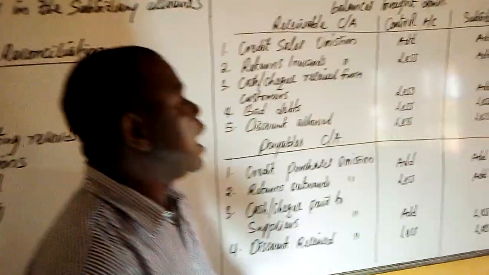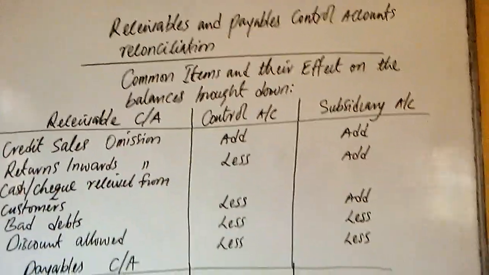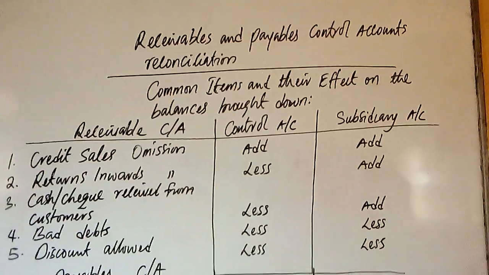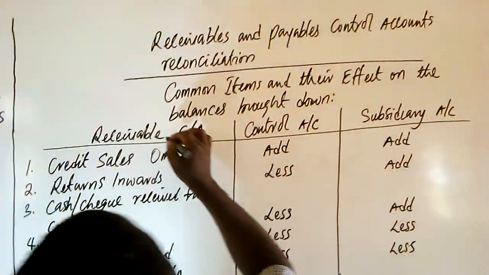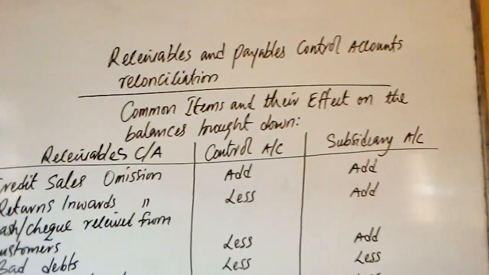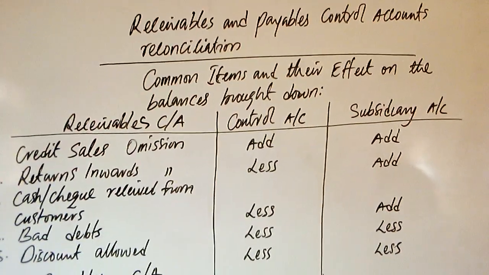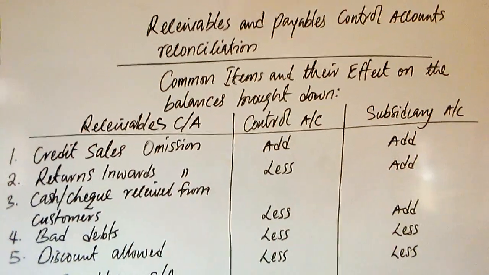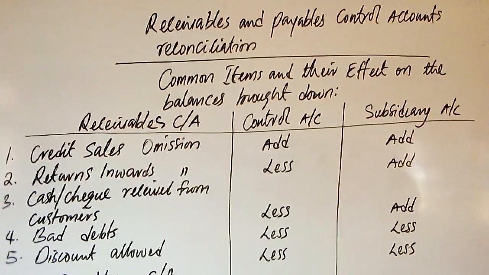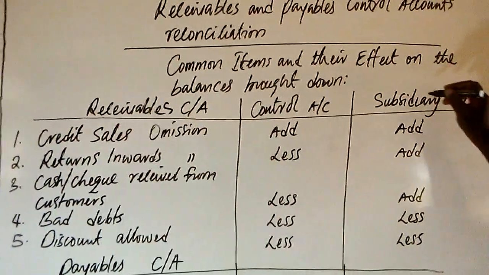Let's quickly look at how control account is prepared in terms of the items that are commonly found in the two major control accounts, which is receivables control account and then payables control account. Mind you, we're talking about the reconciliation of the control account, the items that are posted in one account, and then the items that are posted in the individual subsidiary accounts. That's what we're talking about.